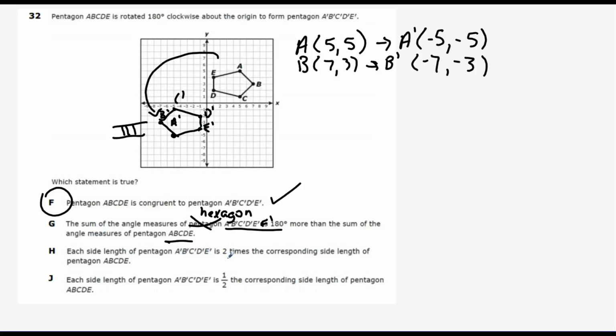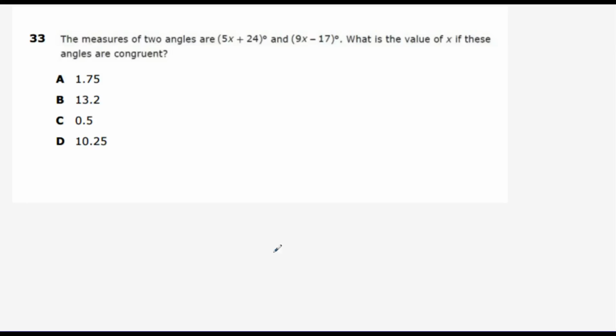And then the last two, one of them says it gets twice as big, one of them gets half as big. Both of these would be examples of dilations. And we didn't dilate it, we rotated it, which just changes its orientation and where it's located. So our answer is F. Okay? Alright, 33.